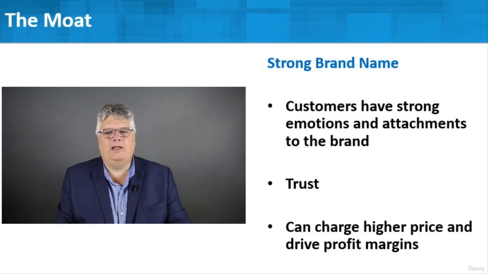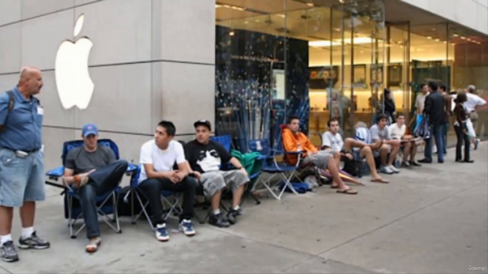So for example, let's take a look at this picture. I bet you can already guess who that strong brand is. There's no name of the brand on there. There might be a little indentation on the wall there of an apple. And I'm sure you guessed that these are people who are waiting in line to buy probably the latest iPhone or Apple product, which is a great example of a strong brand name.